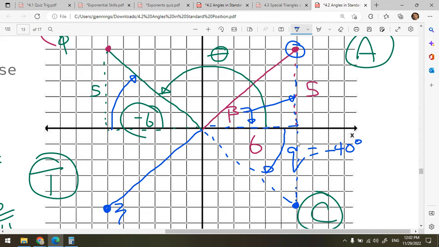So now I'm encouraging you to think a little less about opposite and adjacent and more about what's the x value of the end point of the terminal arm, what's the y value of the end point of the terminal arm. Sine is associated with y values over hypotenuse. Cosine is x value over hypotenuse. And tangent doesn't use hypotenuse. Tangent just uses y over x.